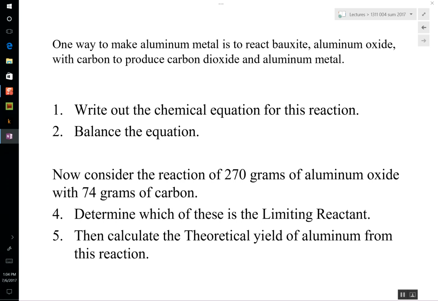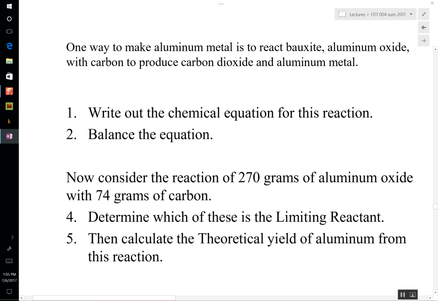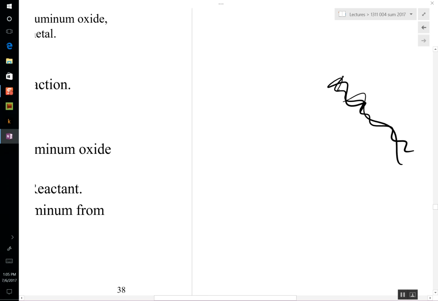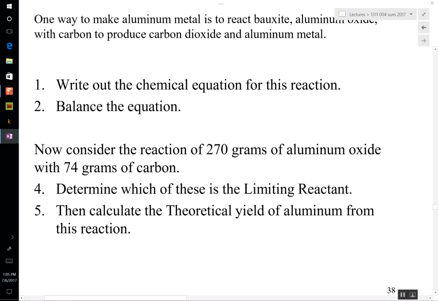So let's get back to our favorite little equation here. I wish I could write again on here. 270 grams and 74 grams of carbon. Looks like I might be able to write. Nope. Okay. Let's do it on the board. So we have aluminum oxide plus carbon forming aluminum and CO2. Let's balance this again.